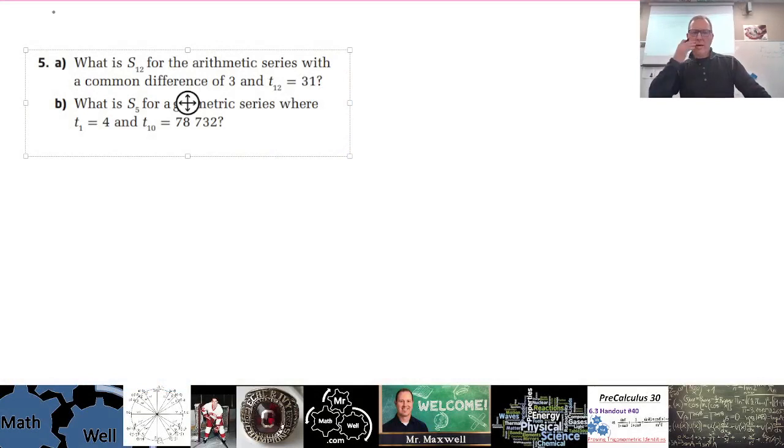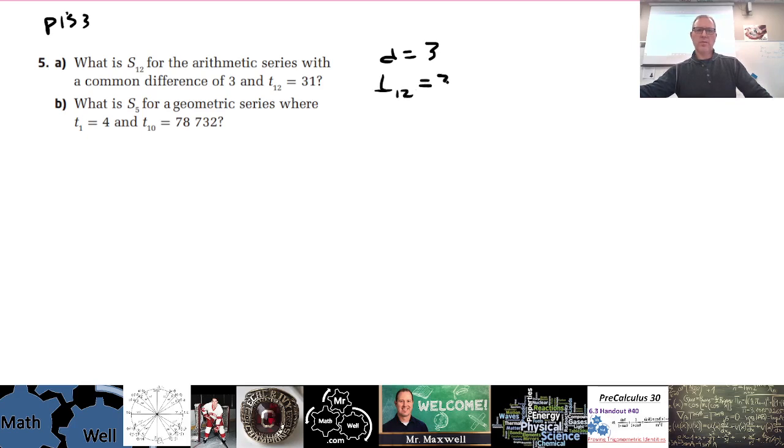All right, so from the Cumulative Review, chapters 1, 2, page 133. This is number 5. A says, what's S of 12 for the arithmetic series with a common difference of 3? So that's D equals 3, and T of 12 is 31. Did you have any problems with A? Okay. So D is 3, T of 12. What'd you get for an answer there for A then? 174. Okay, 174. So the sum of the first 12 is 174.